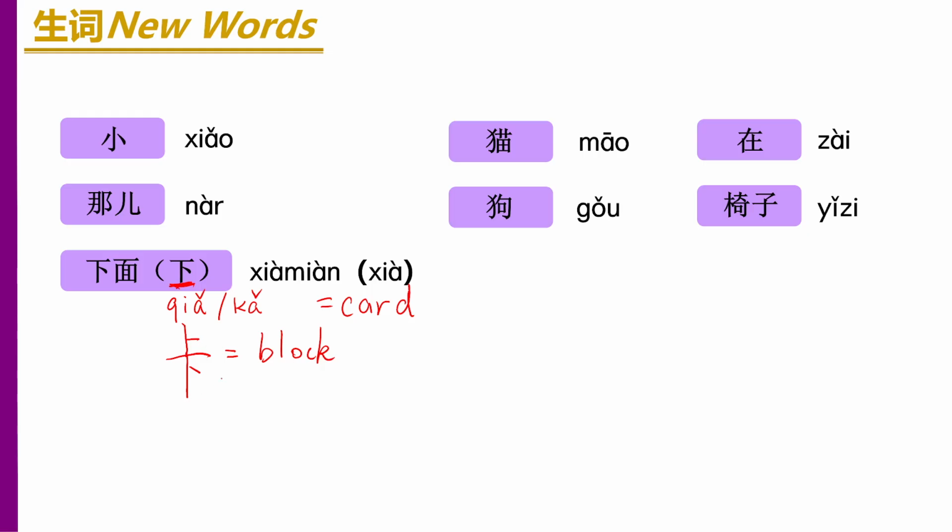So what is 面? This character is quite interesting. It has a lot of meanings. The first meaning, 下面, here we take the meaning side. The first meaning is side, 面. So we can say front side, right side, left side, downside, upside. So that's the first meaning.